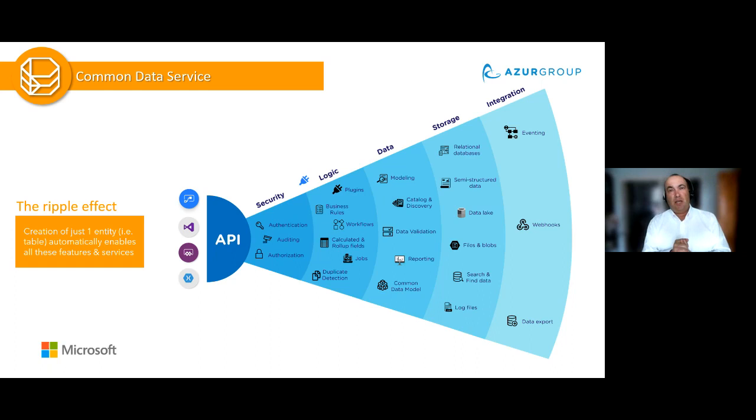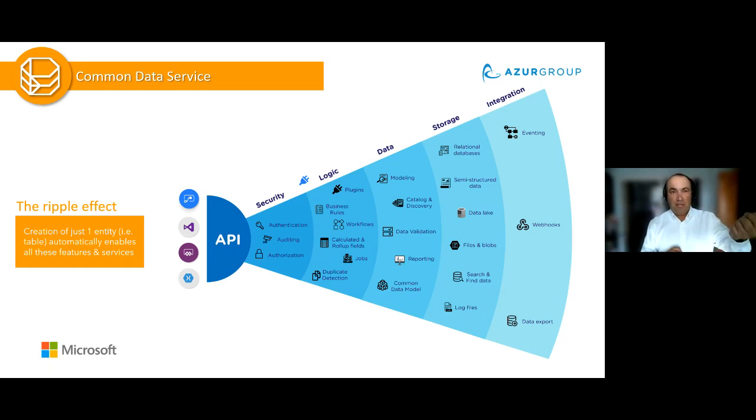You create one entity, an entity or an object, whatever you want to call it. It's kind of like a table in a typical database, right? If you want to create an app or a solution in Microsoft Power Automate to do property management, you create a property entity, a property object. And as soon as you do that, it enables this ripple effect of services: security, logic, data, storage, integration. As soon as you create that entity, which may only take you a few seconds, all of a sudden, with one check of a checkbox, you can enable auditing on that and authentication.